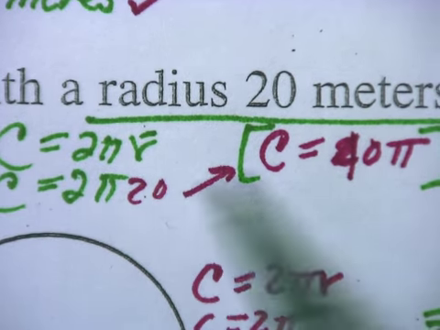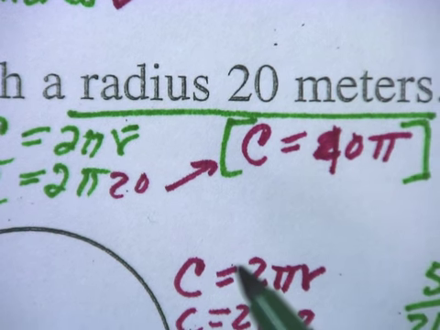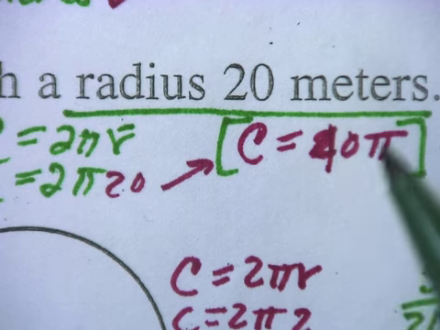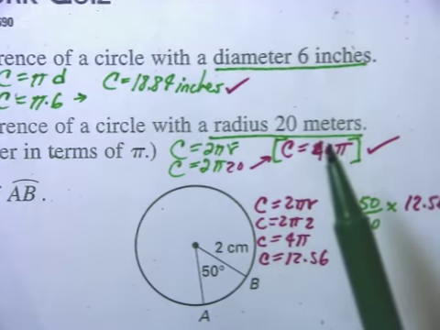When you multiply 2 times 20, you get 40 pi. And there's my circumference in terms of pi. I didn't have to go any further than that because the question was asking for the circumference in terms of pi.